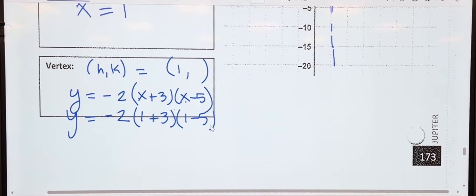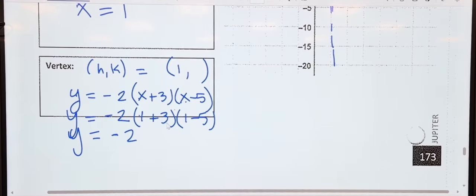Are y'all with me? All right, so let's do it. Y equals negative 2 times (1 plus 3) times (1 minus 5). They are in parentheses. According to PEMDAS, what do you do first whenever you are trying to simplify? You follow the order of operations. What does the P stand for? So let's do what's in parentheses first. You do not multiply first. You do not distribute first. You do parentheses first. You simplify them.